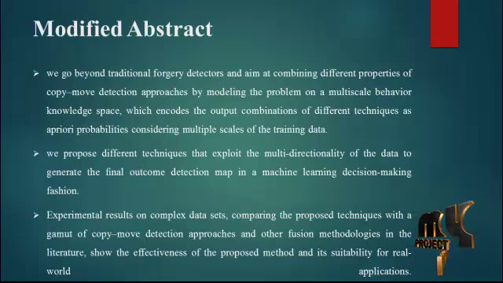The project abstract: we go beyond traditional forgery detectors and aim at combining different properties of copy move detection approaches by modeling the problem on multiscale behavior knowledge space, which encodes the output combinations of different techniques as appropriate probabilities considering multiple scales for training data. We propose different techniques that exploit the multi-directionality of the data to generate the final outcome detection map in a machine learning decision making fashion.